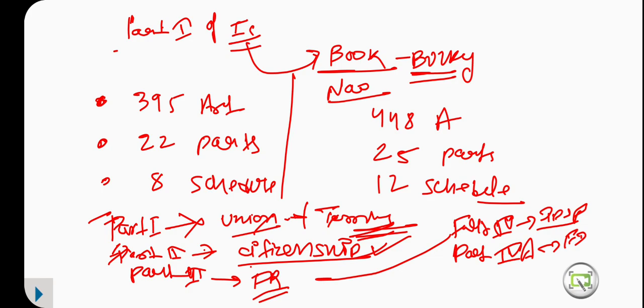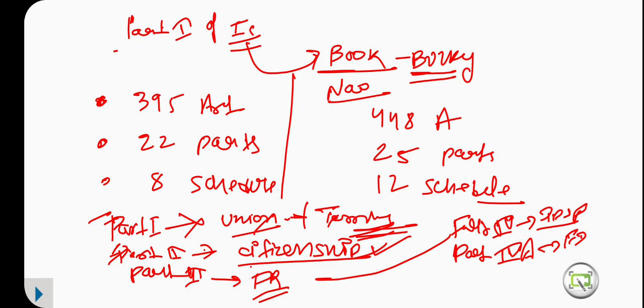Like Part 3, it talks about fundamental rights. Part 4 talks about the DPSP, Directive Principles of State Policy. Part 4A talks about the fundamental duties. So you understood these different types of parts. When we go through this Indian Constitution, we will be able to understand all the parts by heart, line by line. So don't worry.